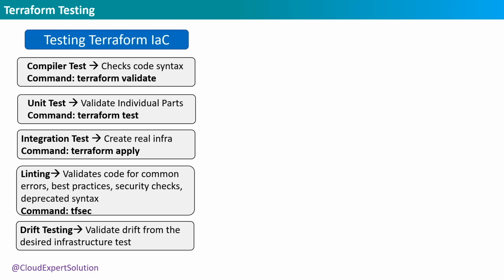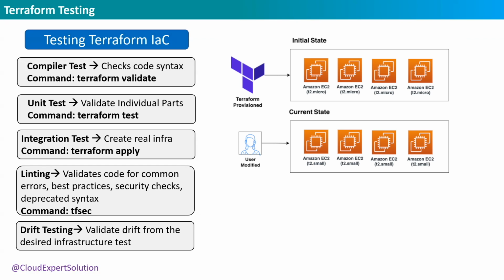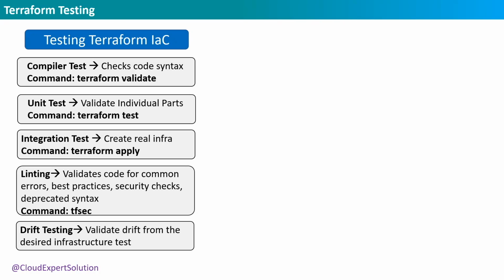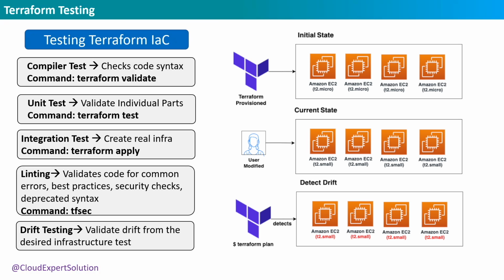Last but not least, drift testing. Under drift testing, Terraform validates the current infrastructure drift from the desired infrastructure state. If I will explain using an example, let's say your original Terraform script provisioned 4 T2 micro EC2 instances. Now in between, you have manually updated the instance type from T2 micro to T2 small. When you will execute Terraform plan command, Terraform will detect the drift, that is the difference between the original instance type and the current instance type.